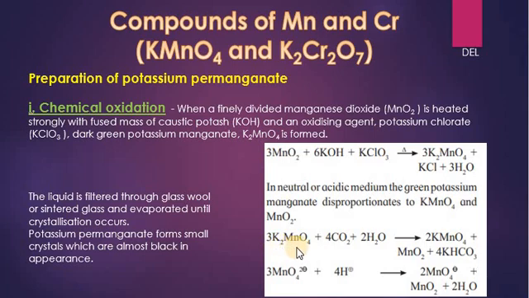Here potassium manganate is treated with carbon dioxide and water to give potassium permanganate, manganese dioxide and potassium bicarbonate. This liquid is filtered through glass wool or sintered glass and evaporated till crystallization occurs. Potassium permanganate forms crystals which are deep violet in color, or maybe black in appearance.